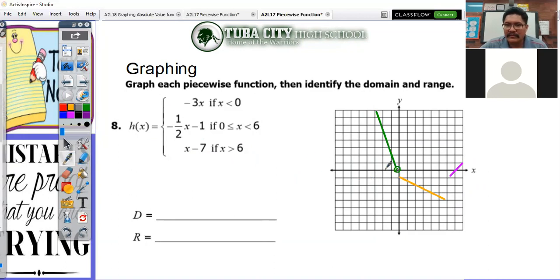So here I have an open circle. Not a very good one, it looks like it's got a swirl in there, but that's an open circle on the green line. On the 0 side of the orange line, there is an or equal to, so that's why I fill it in. On the 6 side of the orange line, there is none, so I'm going to use an open circle. And for the 3rd line, there is no or equal to either.